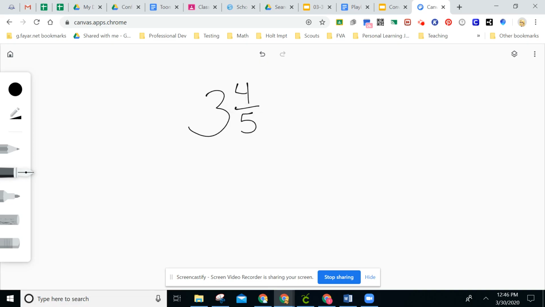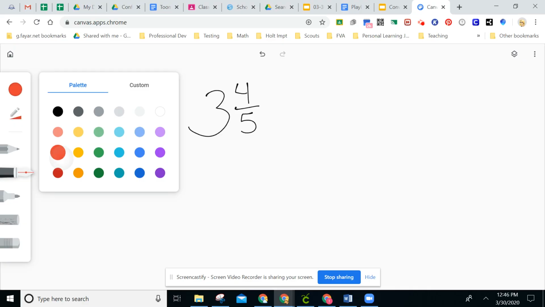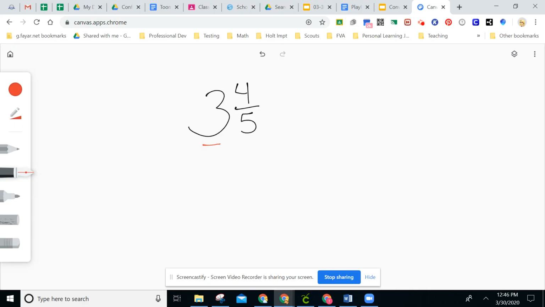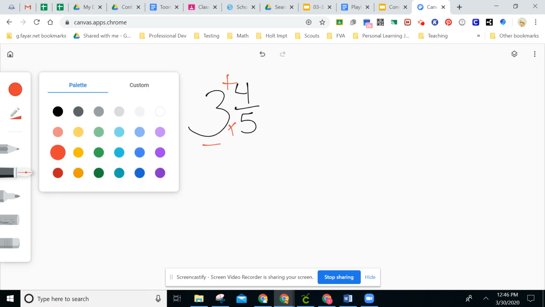Okay, so if I'm going to reason my way through it, let me start reasoning first here. Okay, so I know that I have 3 whole items times 5 pieces because I have 5 pieces in each one of those items. Well, that's going to be 15 pieces right there. Plus these 4 that are left over. So 3 times 5, I have 15. Plus those 4, I should have 19/5 pieces. Okay, let's model that out.